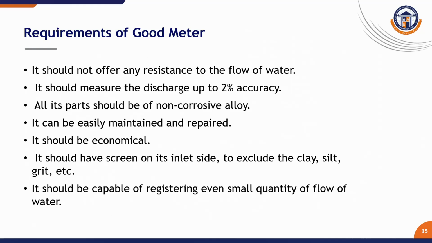A good water meter should possess a few requirements. It should be accurate within 2%, and should not obstruct water flow. They must be made from corrosion resistant material. They should have a strainer to block dirt and grit.